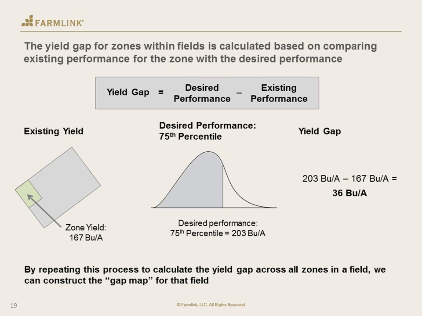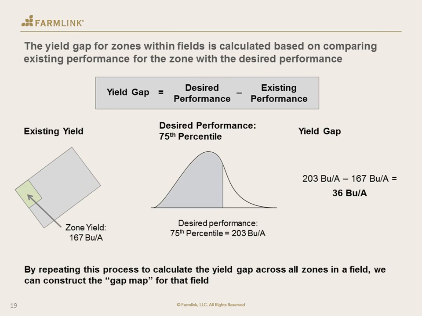Since yield data in this case is collected at a very granular level, yield gaps can be created at the levels of zones within a field. In this example, the yield for the zone is 167 bushels per acre. If desired performance is to rank at the 75th percentile of like acres with like conditions, the desired performance for this zone is 203. This results in a yield gap of 36 bushels per acre for the zone.